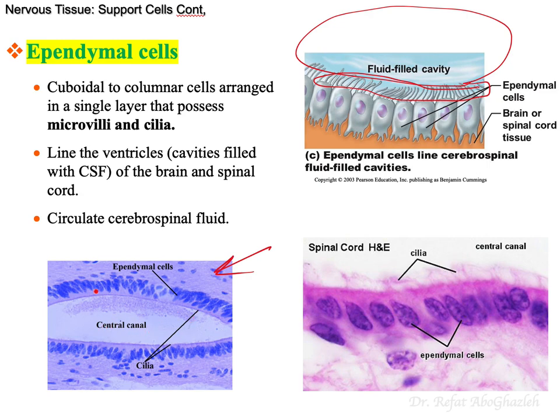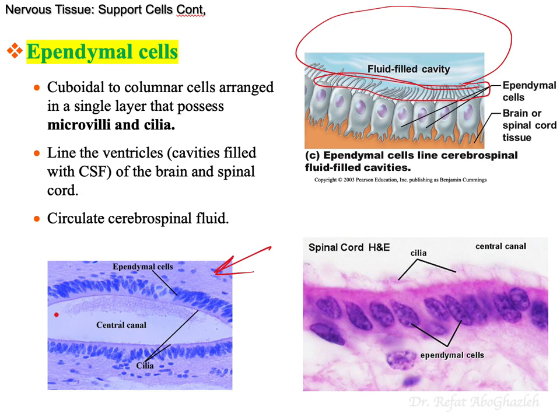What you look at here is the central canal in the spinal cord. There is a canal in the center of the spinal cord. If you take a cross-section of the spinal cord, you will see there is a small hole here. This hole is the central canal. Around the central canal, there are cuboidal to columnar cells arranged in a single layer. These are ependymal cells, with cilia there. So ependymal cells line the ventricles.